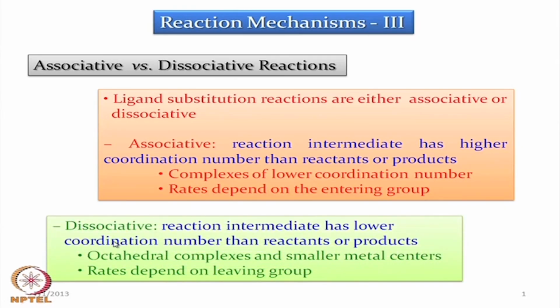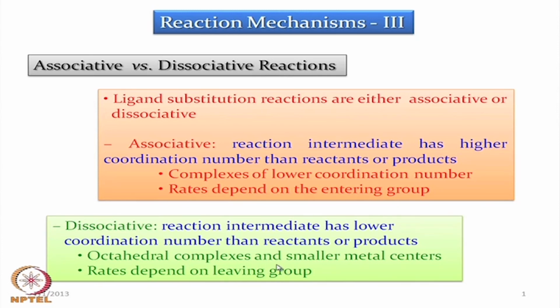Similarly, when we go for the dissociative reaction, the reaction intermediate has lower coordination number than reactants or products. It is typically opposite to that of the associative reaction, and octahedral complexes can give rise to that dissociative reaction, and smaller metal centers, that means metal centers having less coordination number compared to octahedral, also. In this case the rate of the reaction is dependent on the leaving group. That means the group which is leaving to give rise to the 5 coordinated species will control the rate of the reaction.